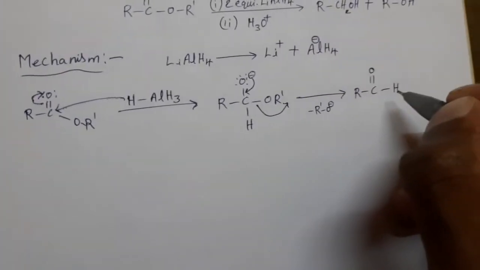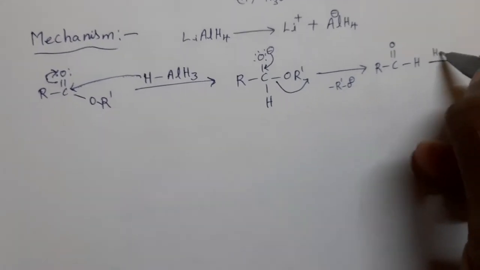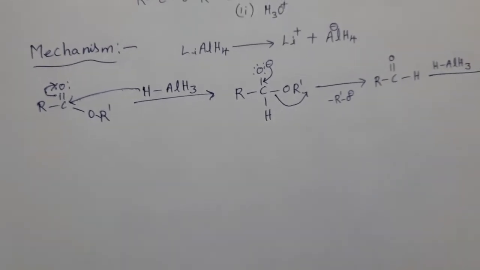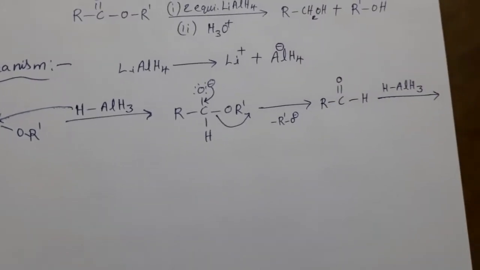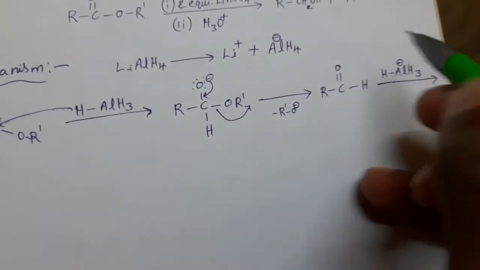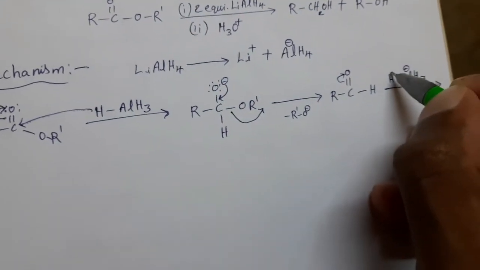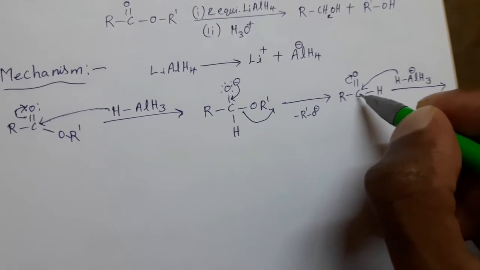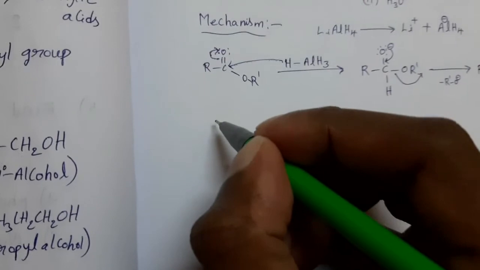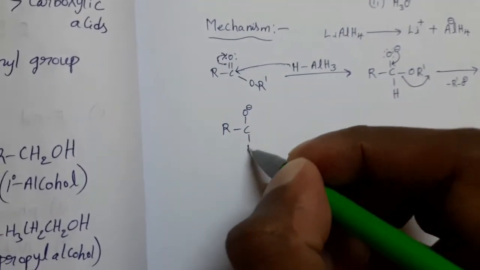Now this aldehyde is attacked by another equivalent of LiAlH4. Here also same thing, AlH4 minus ion, I am writing in this way, HAlH3. Now these pi electrons are shifted to this oxygen. From this, H minus attacks at this electrophilic center of carbon. Then we can get RCO minus H.